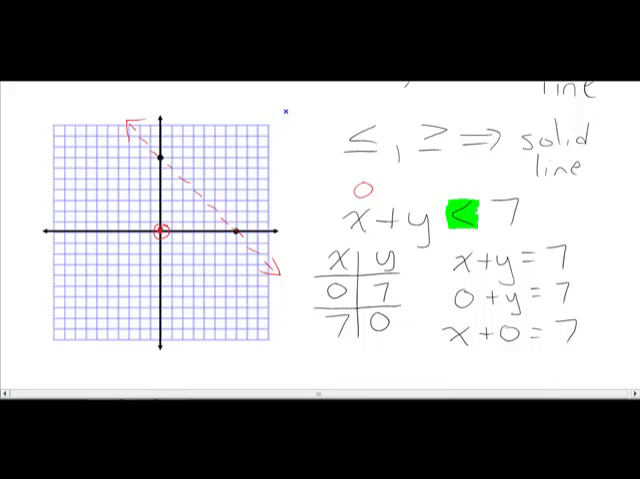If I plug in 0 for x and 0 for y, is it true that that is less than 7? Yes, it is true. That makes it true. 0 is less than 7 because 0 plus 0 is 0. So what does this tell me? Well, that tells me that every point on this side of the line is a solution.